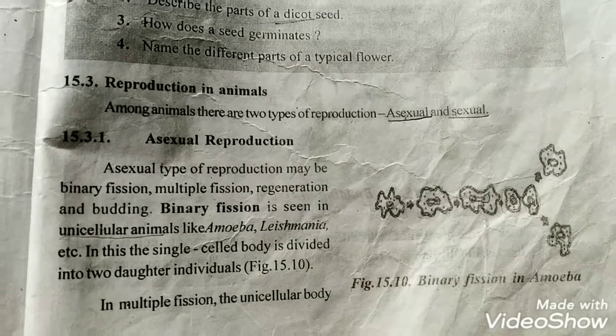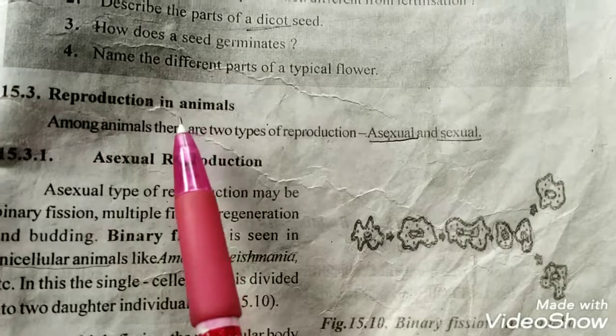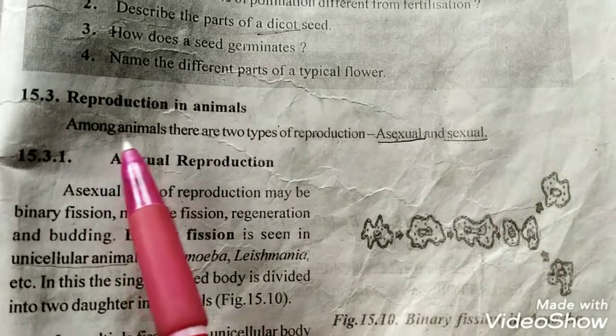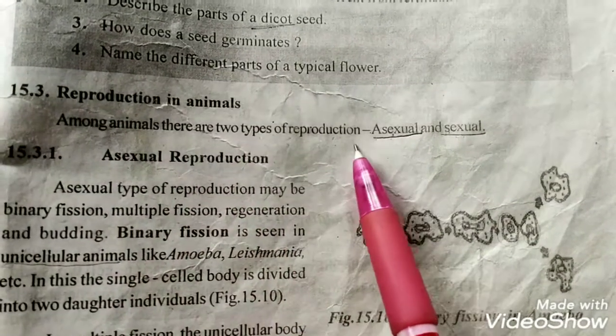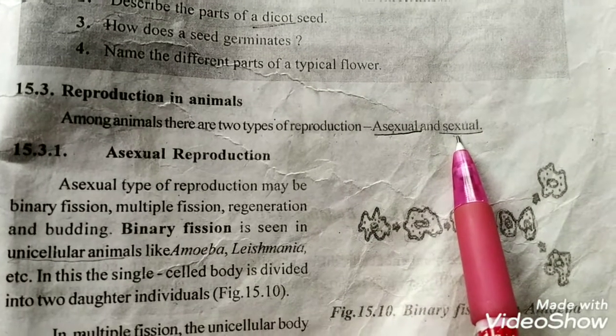The last topic we are going to study for chapter number 15 is reproduction in animals. Among animals, there are two types of reproduction: asexual reproduction and sexual reproduction.